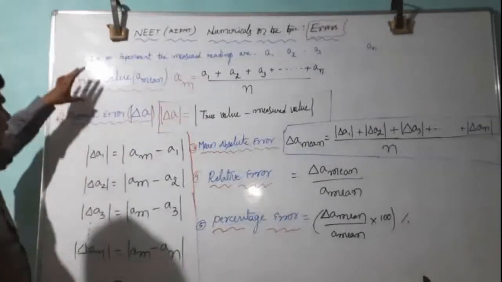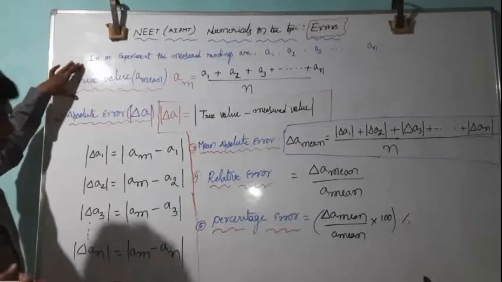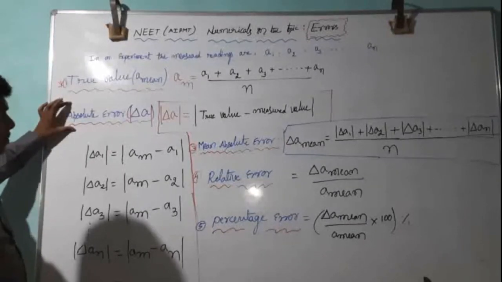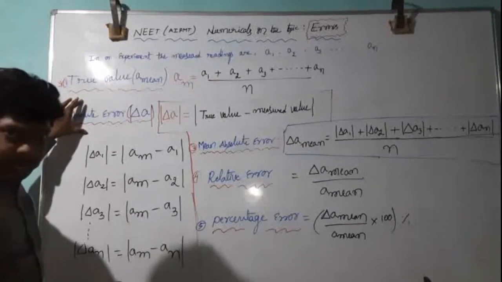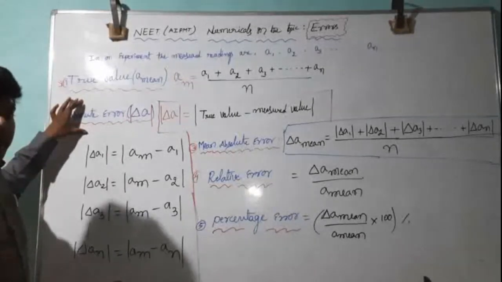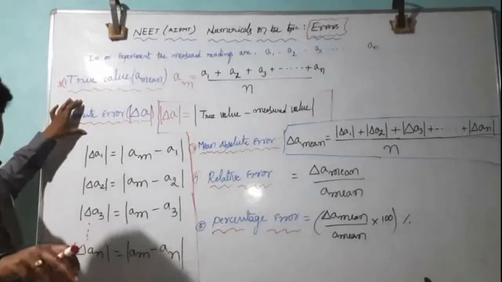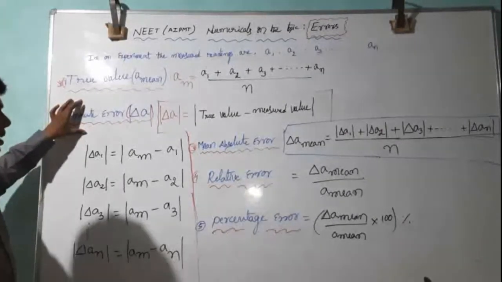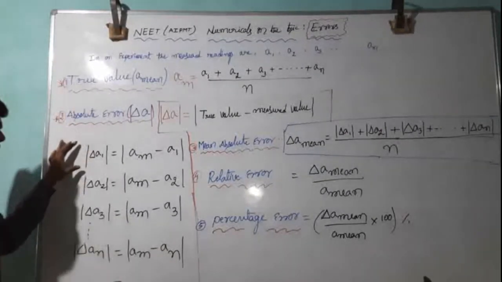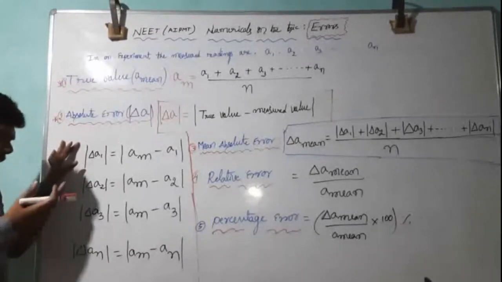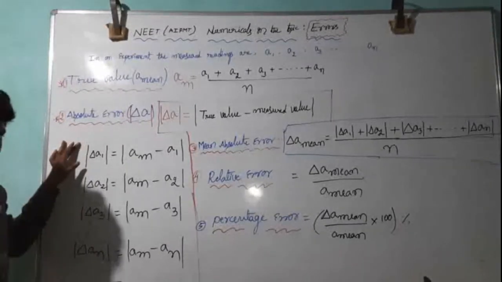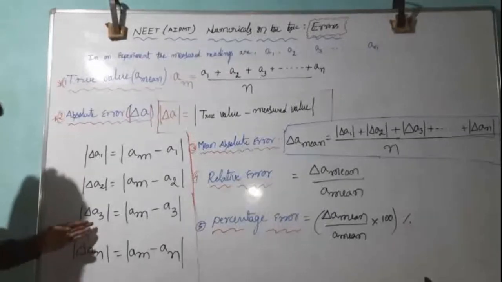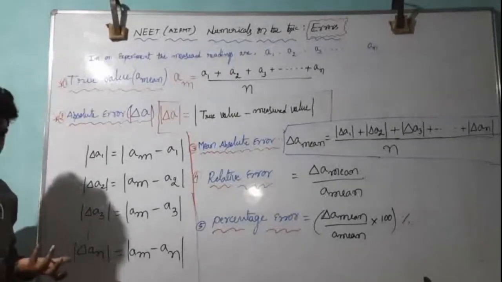First, what do we have to find? The true value, that is the mean value. Next, the absolute error. Absolute error will always be positive. Even if the error is negative, we should take only the magnitude of it. We should avoid the negative side. Later, find the n absolute errors if there are n. If there are only 3, go for 3. If there are 4, go for 4.